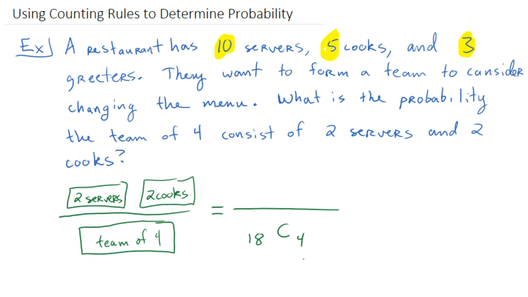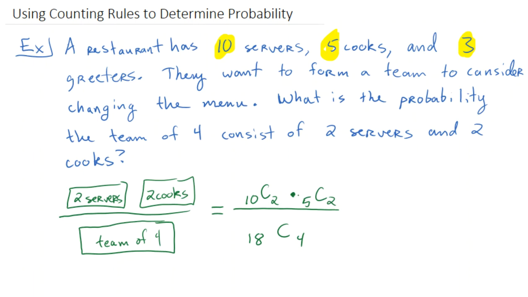Now for the top, we have to figure out how to get 2 servers. Well, 2 servers out of 10 servers, so that's going to be 10 C2. And then 2 cooks out of 5 cooks will be 5 C2. Fundamental counting principle tells us to multiply those two together. So that's how all the pieces go.